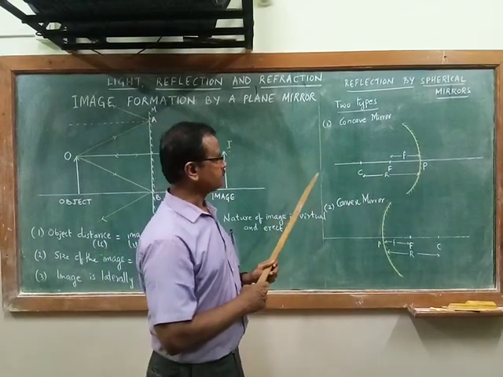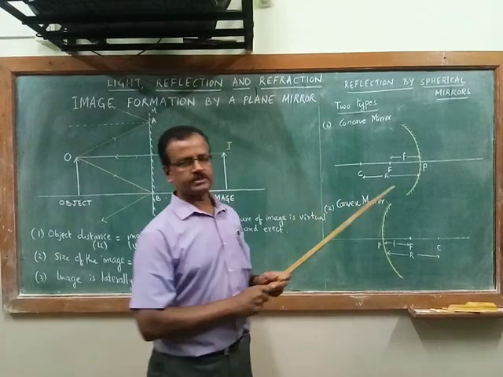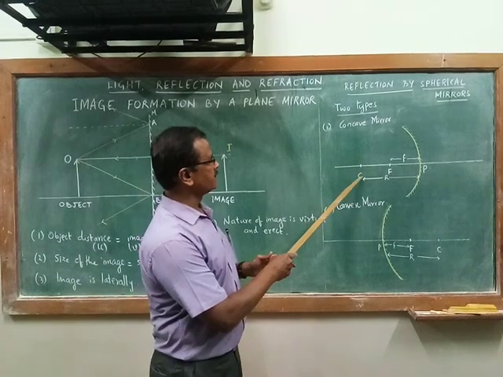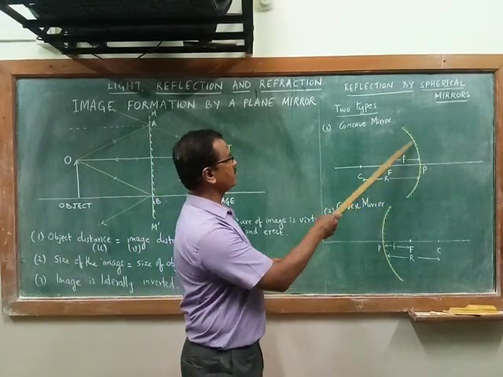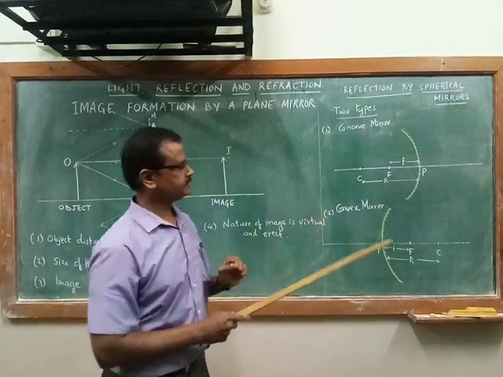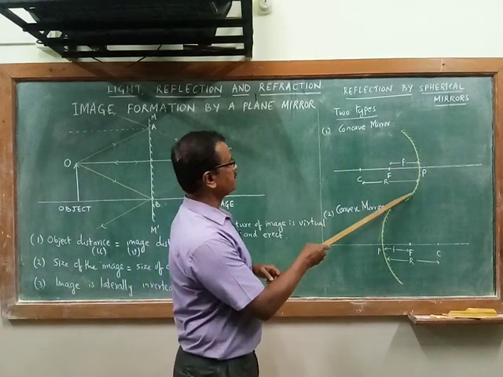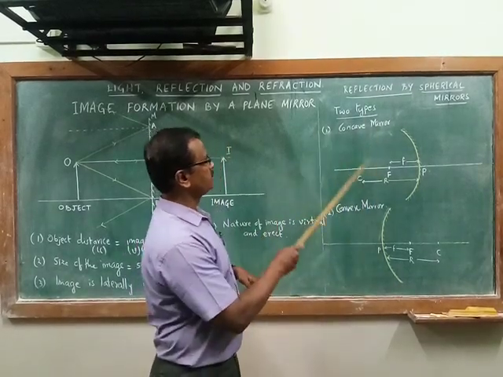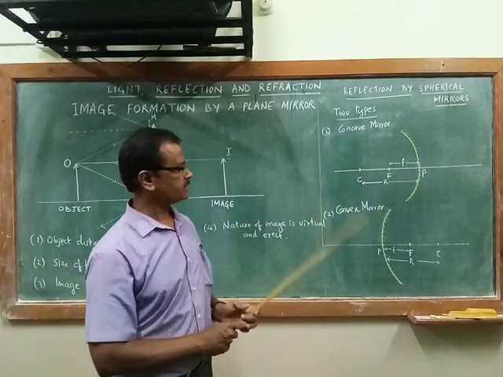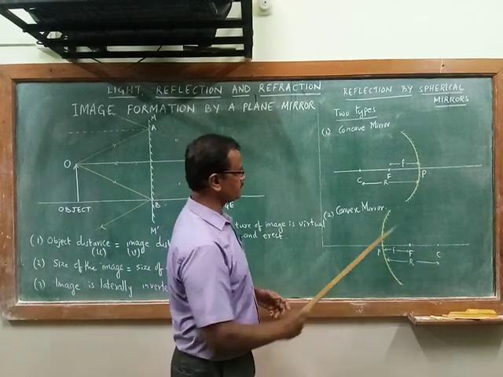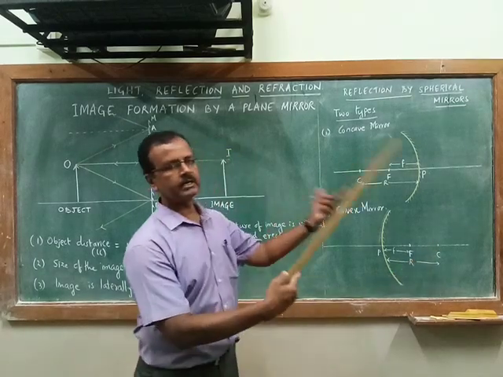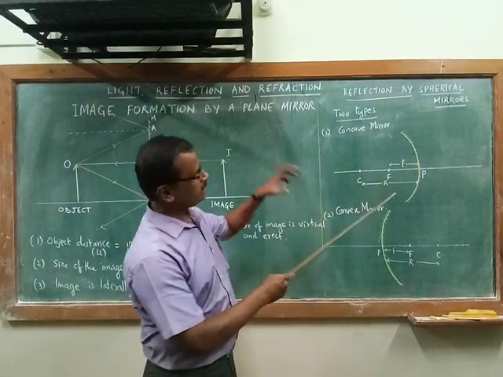Then, what is the center of curvature? C is the center of curvature. The center of curvature is the center of the spherical mirror of which the concave mirror is a part. So it is called the center of curvature. Here also you can see the center of curvature of a convex mirror. Here the center of curvature of the convex mirror lies on the right side, and here it lies on the left side.